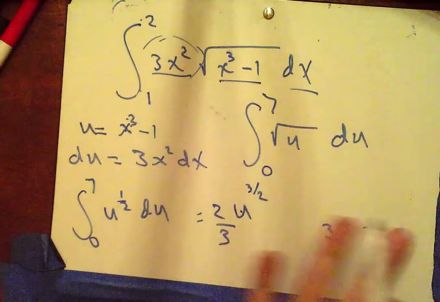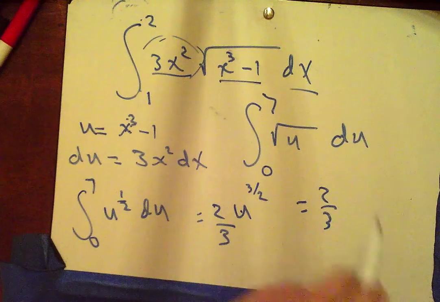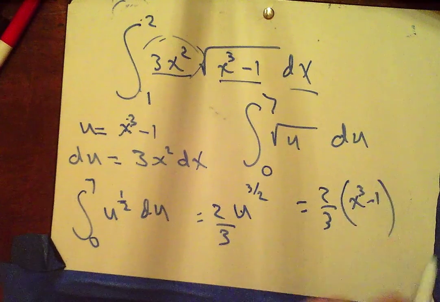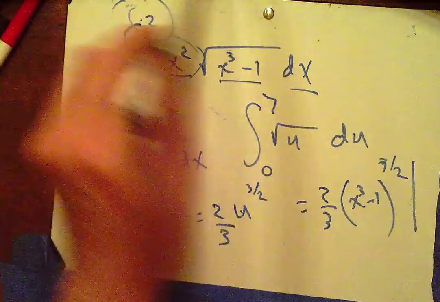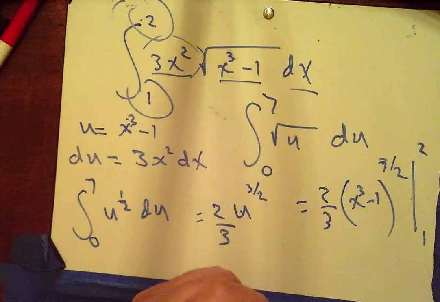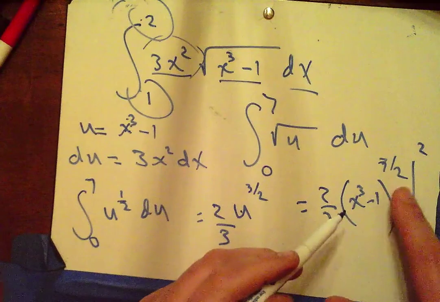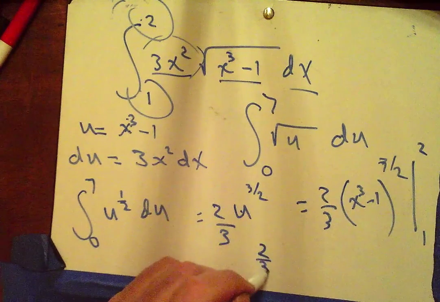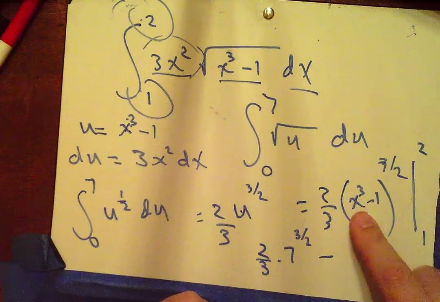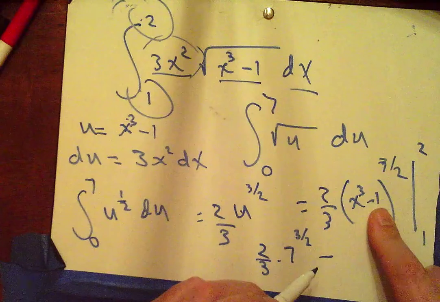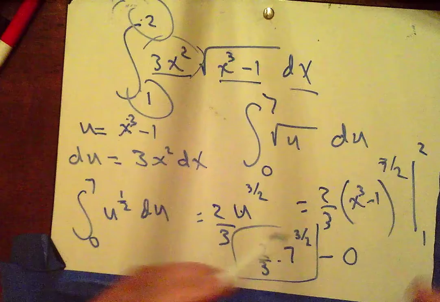Well, what if we didn't use our u-bounds? What if we rewrote this as 2/3 times x to the third minus 1 to the 3/2 and evaluated that with our original x-bounds from 1 to 2. So if I plug in a 2 here, 2 to the third is 8, 8 minus 1 is 7, and I've got 7 to the 3/2 minus what happens when I plug a 1 in here. 1 to the third is 1, 1 minus 1 is 0, 0 to this power is 0, 0 times this is 0, and oh look, we get the same answer.